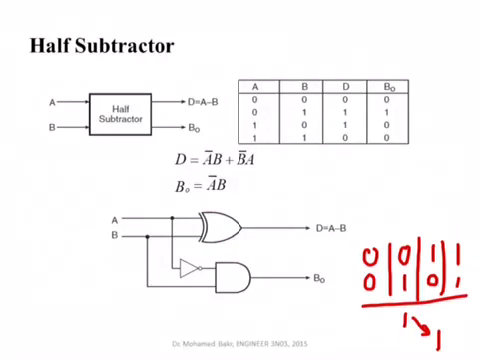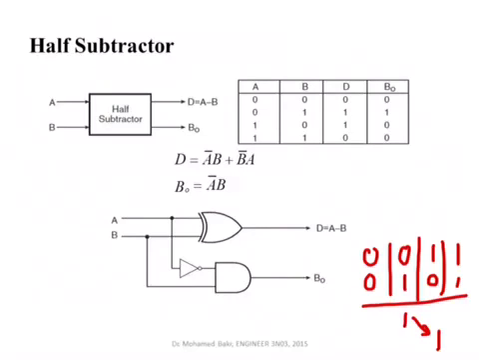The borrow out appears only in one case, when you have A bar B. So this is why here we take A, we invert it, logically inverted, and then we AND it with B. So here we know that our borrow out, this B out here, is simply equal to A bar B. So this is an implementation of a half subtractor.